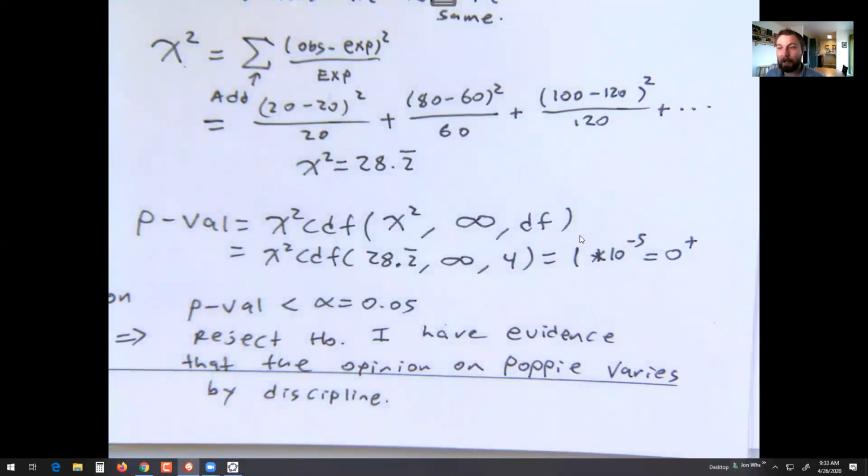So first step, I had my hypotheses. Second step, I had my model. Third step, p-value. Fourth step, conclusion. I calculate my chi-squared value by doing observed minus expected squared over expected. I look up the p-value by doing chi-squared CDF, whatever number I get through that process, comma infinity, comma my degree of freedom. And I find these expected values by taking the total of the row times the total of the column divided by the overall total.